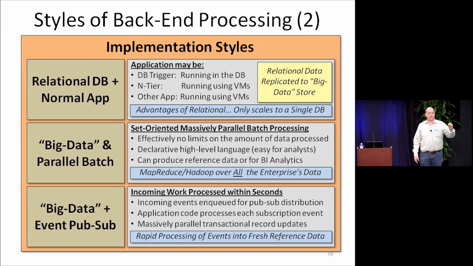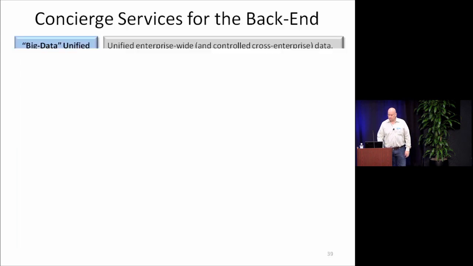The incoming work processed within seconds. I've got some queue. I'm processing the queue. I'm whacking on the data. I'm doing massively parallel transactional record updates. It's really interesting now that there's been some technology that Google published with Percolator for how to do petabyte scale transactions, distributed transactions, without being brittle and fragile. And I can talk about that separately if you want. But rapid processing of events into that fresh reference data.